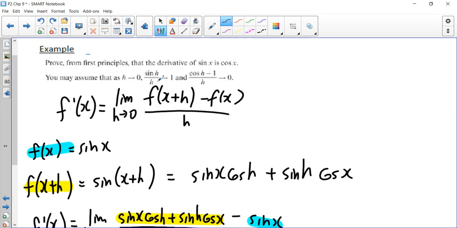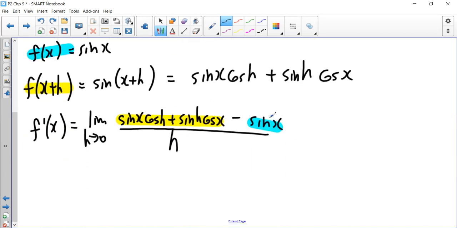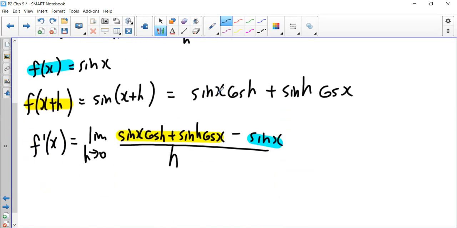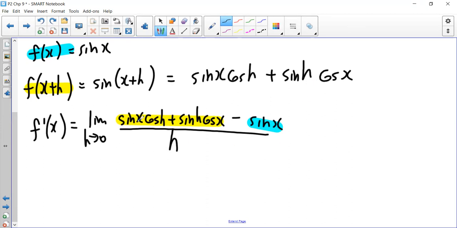So you're told sine h over h tends to 1, and we're trying to make this happen. We'll try to make a sine h over h. So we look at the whole thing. This term is sine h, which means this one will form on its own. Then we need cos h minus 1 over h, so we need a cos h. This one is cos h. What about sine x? Now sine x has sine x. So we'll put these two together. I'm going to rearrange these two terms, so I can put the sine x cos h with the minus sine x together.